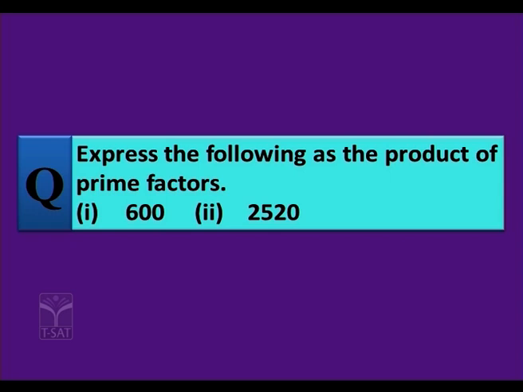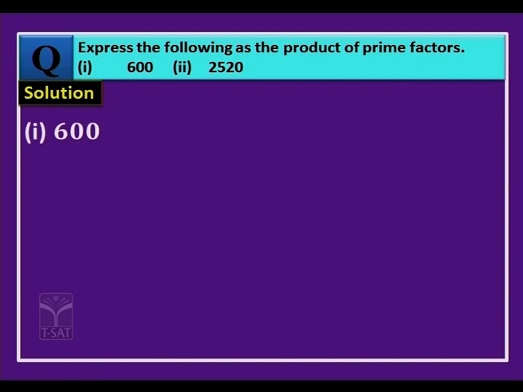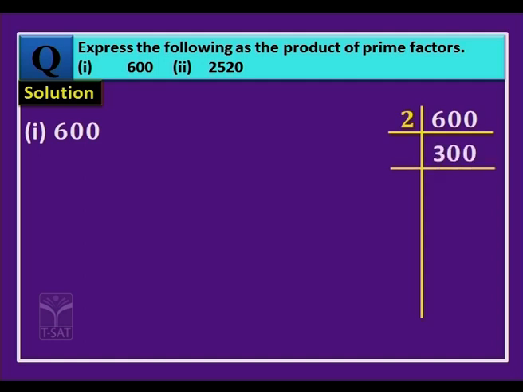Express the following as the product of prime factors. Let us see the first one, that is 600. So, we take the first prime number, that is 2. On dividing 600 with 2, we get 300. So, this can be written as 2 into 300, which is equal to 600.